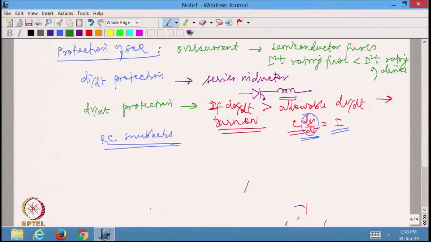Let us take a typical circuit. Let us say I have a voltage source, maybe 100 volts or something. Let us say I have a 20 ohm resistance, and I am going to have a thyristor here. It is going to be turned on and off. I am not really showing the gating circuit or the commutation circuit. When this is turned off, the entire 100 volts will come across the SCR.